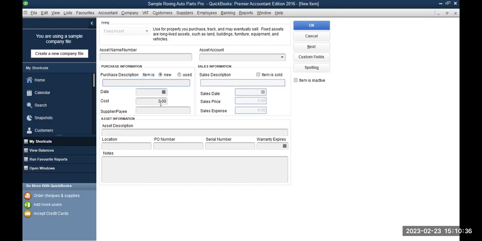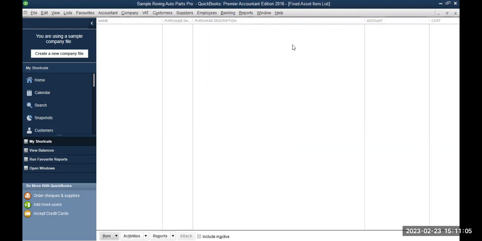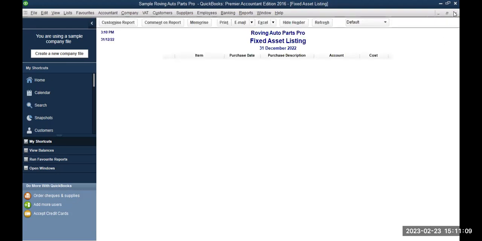The date of purchase, the cost at which it was purchased, the name of the supplier, any other asset information that you need to keep, the location where the asset is, the purchase order number, the serial number of a particular asset. If you have warranties and expiries to track, you track that there, and any notes for that particular asset, you put that as well. That is if you want to populate your asset listing. Right now, you can see we didn't populate any, but that is how you do that, okay?